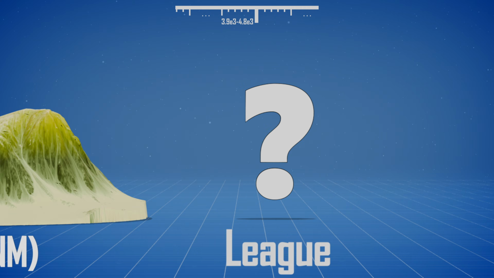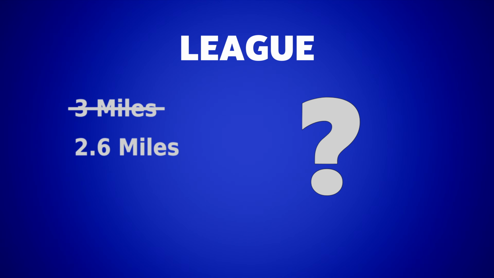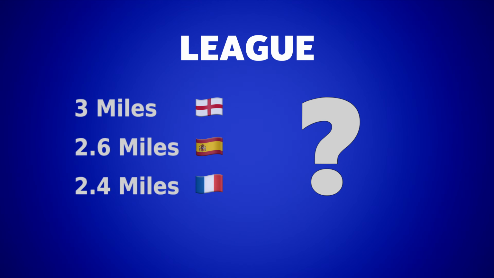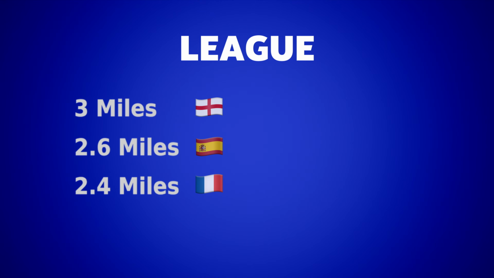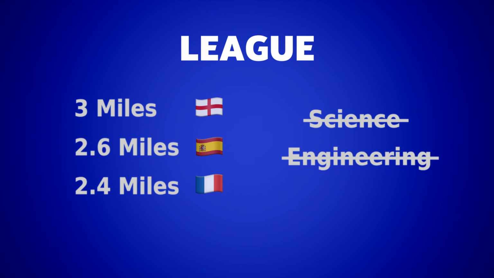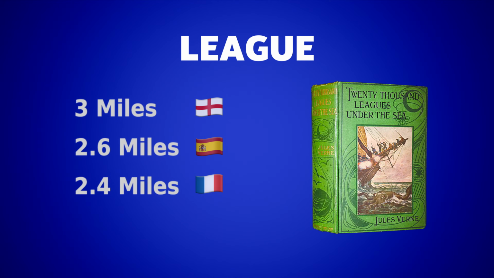Next, we have league. 1 league is equal to 3 miles. Sorry, 2.6 miles. Or is it 2.4 miles? Well, it kind of depends on the country and era. It traditionally meant the distance a person could walk in 1 hour, hence the differences. It is not used in science and engineering, but you can find it in historical or literary works like 20,000 Leagues Under the Sea by Jules Verne.